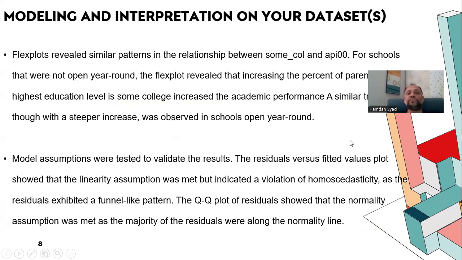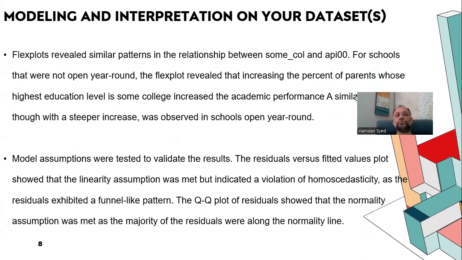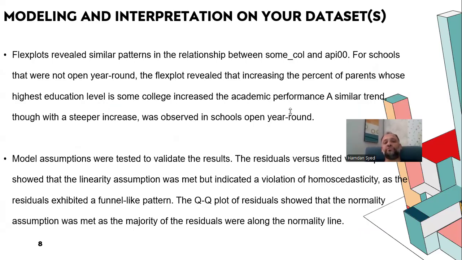So flexplot revealed a similar pattern between some college and API. For schools that were open year-round, the flexplots revealed that an increase in the percentage of parents whose highest level of education is some college increased the academic performance. A similar trend with a steeper increase was observed in schools open year-round.